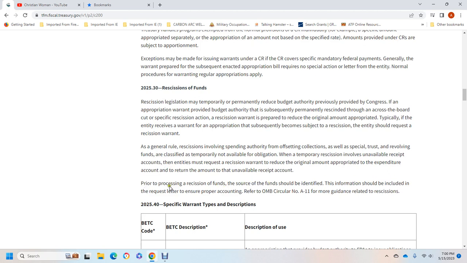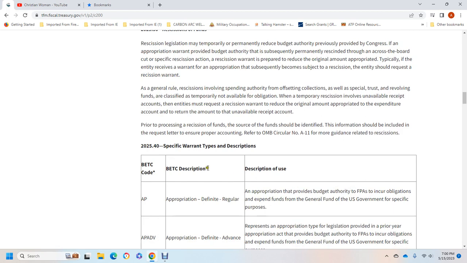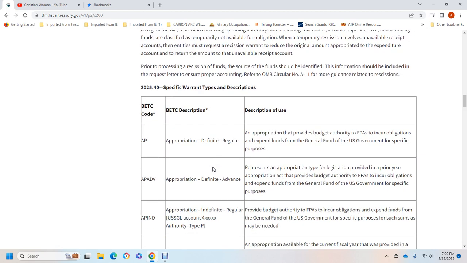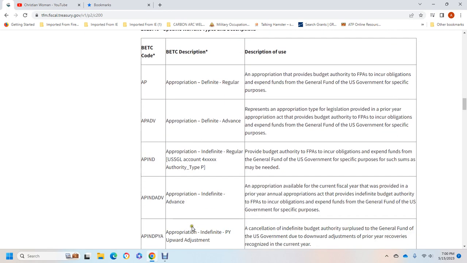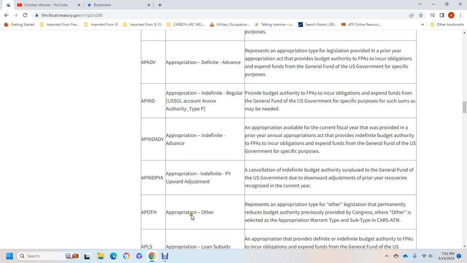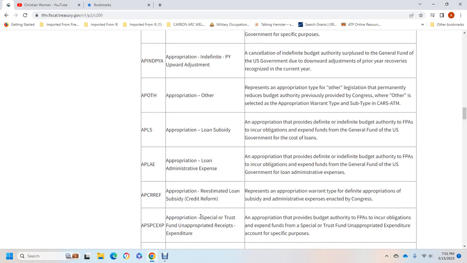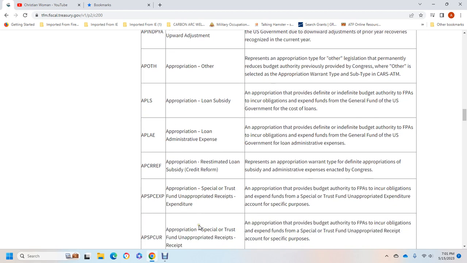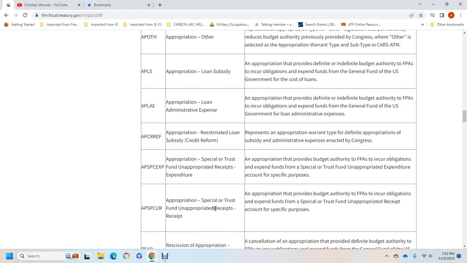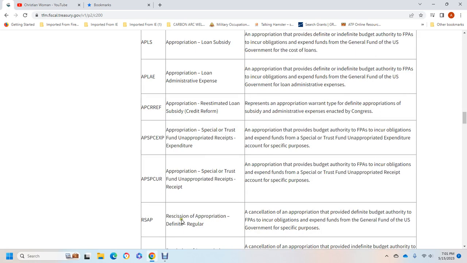The information shall include the request letter, entry of the proper accounting office, and Office of Management and Budget Circular A-11 for guidance related to the special warrant types and descriptions. Appropriated indefinite regular, appropriated notified in advance, appropriated identified regular, appropriated identified in advance, appropriated identified PY adjustment, appropriation and other, appropriation loan subsidy, appropriation loan administrative expense, appropriation estimated subsidy, appropriation special trust and fund appropriated receipt expenditures, appropriation special trust fund appropriated with the receipt recipient.